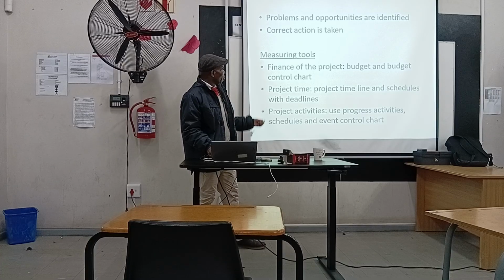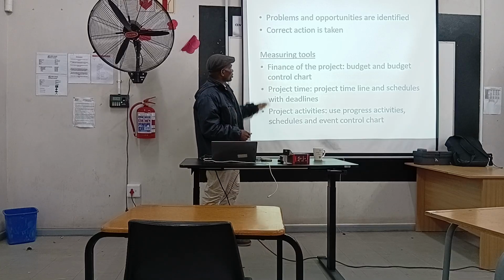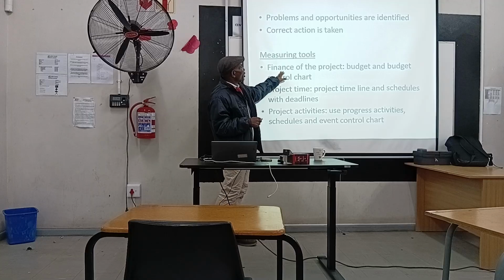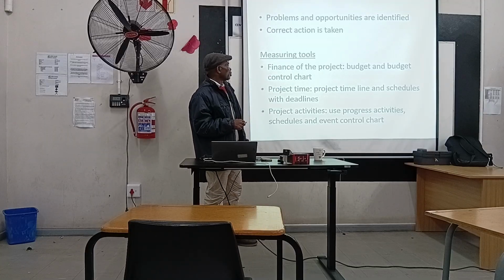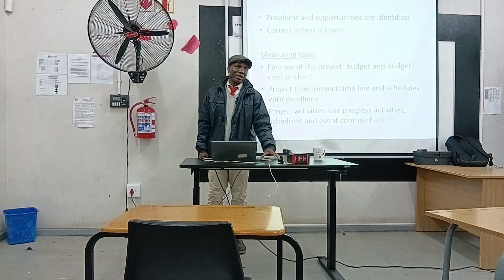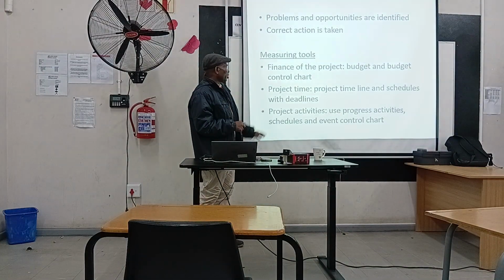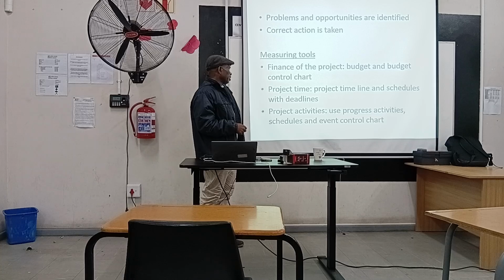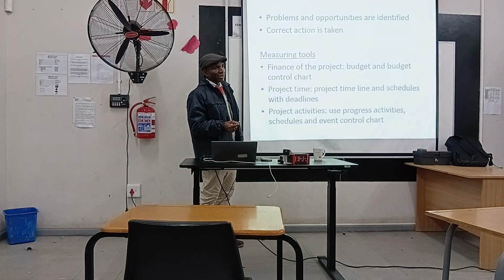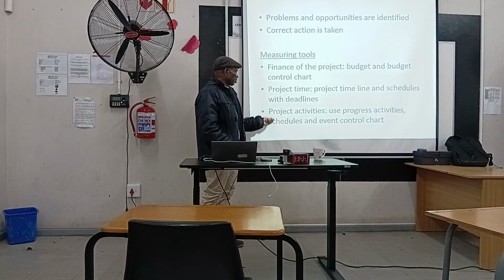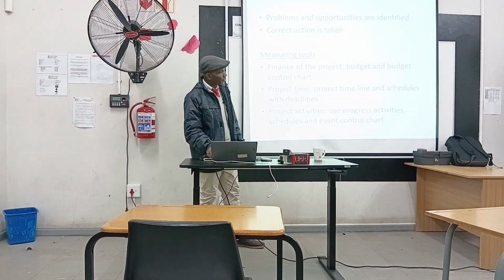Then these are the measuring tools. Guys, these are the specific measuring tools. These are very important. For example, finance of the project: what do you use? The budget and budget control chart. You use that to control the finances of the project, right? Then project timeline: you use a project timeline, which could be a Gantt chart and schedules, which detail out the deadlines. Then project activities: you use a progress activity schedule and event control chart.